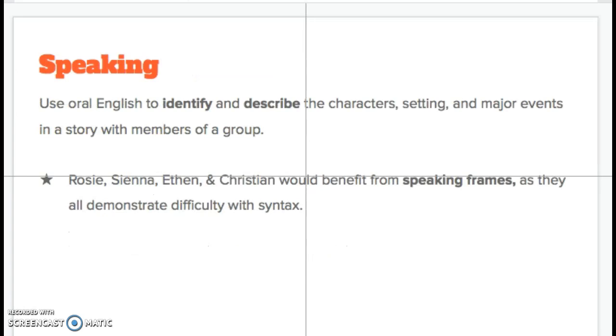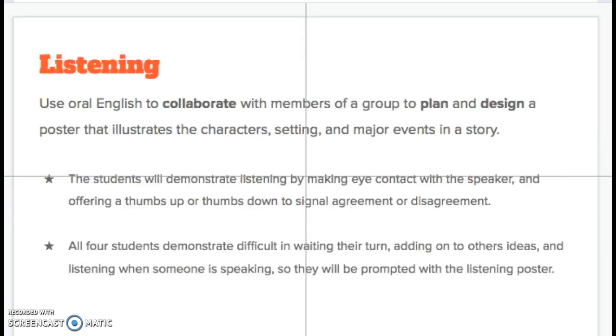During the speaking part, students will be supported from speaking frames. All 4 of the students have difficulty with syntax, so these sentence frames and speaking frames will allow them to start all of their sentences properly, so that they just need to complete the sentence.